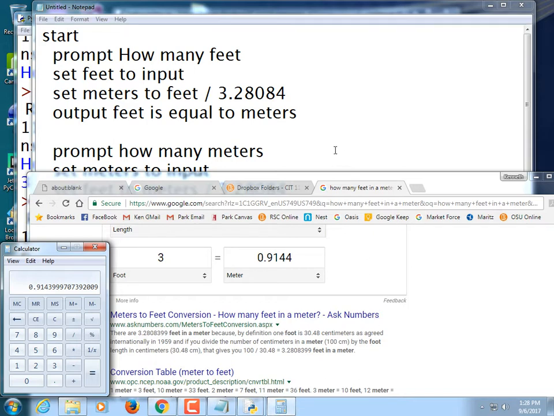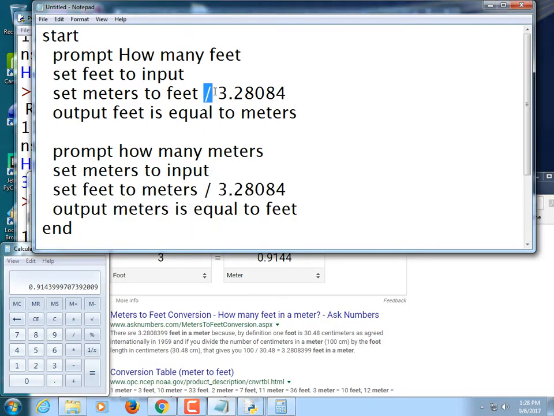0.91448. That's it. So it is correct now with the division symbol there rather than multiplication. So what's this one going to be? Multiplication. Well, there's the problem.